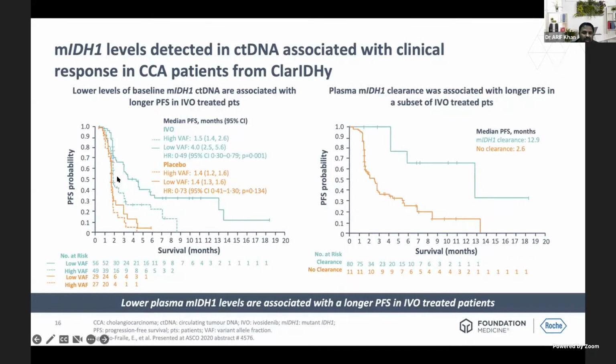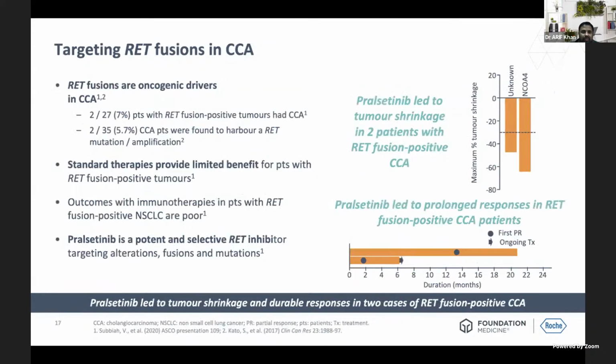These curves show the same result: when the VAF, this variant allele frequency, is high, the treatment doesn't work so well, so the survival is also not good. If the variant allele frequency is low, these matched therapies and the IDH inhibitors work very well. Also we know that when we use these IDH inhibitors, if there's a clearance of this mutation in the blood, these patients have a good survival, as opposed to those patients who don't clear this mutation after using these therapies.